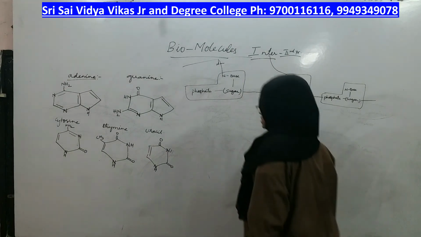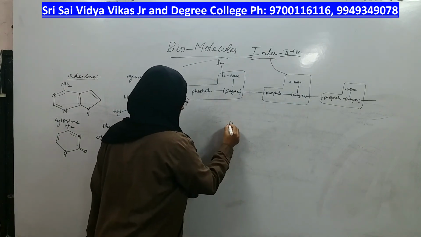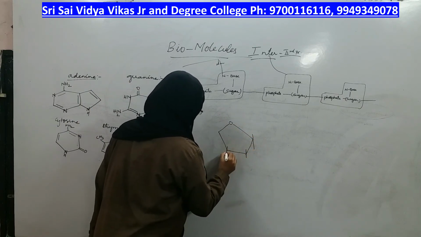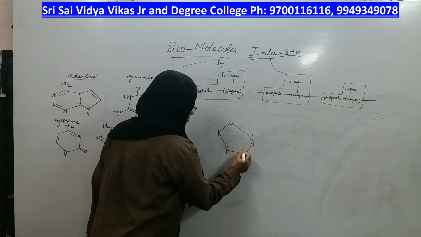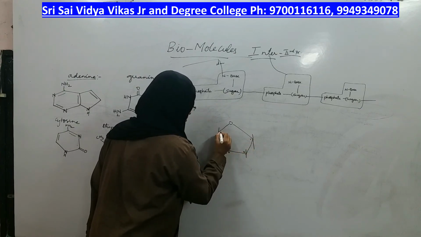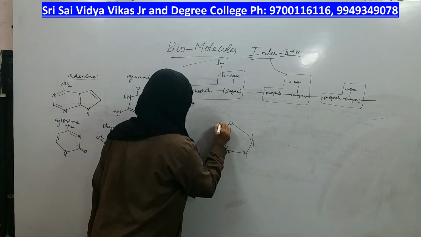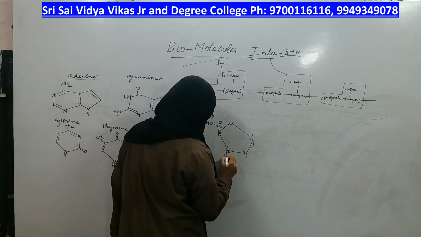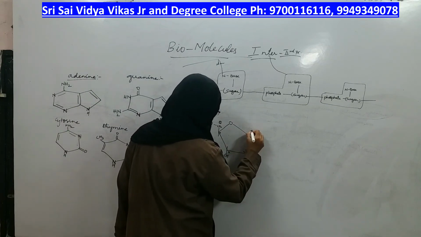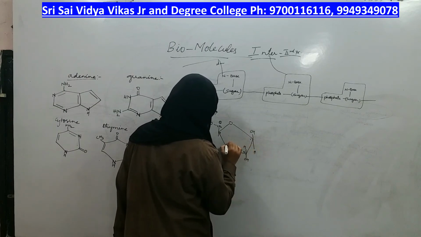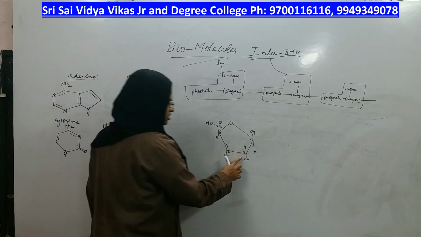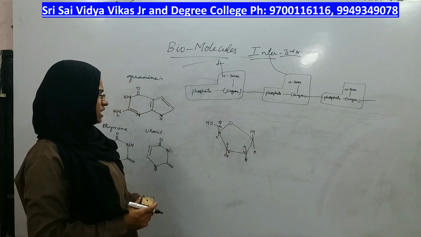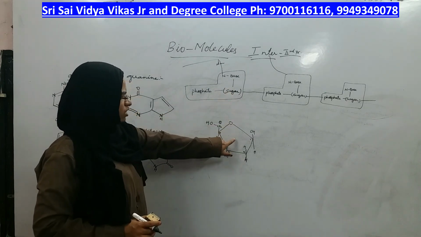Let us look at the structure of deoxyribose. This is first carbon, second carbon, third carbon, fourth carbon. This is fifth carbon. This is just ribose, but deoxyribose means at the second position instead of OH there is only H, right? So I have drawn the structure of sugar.